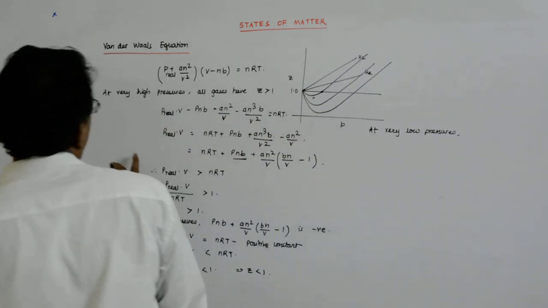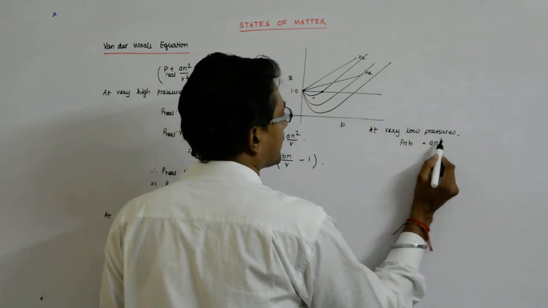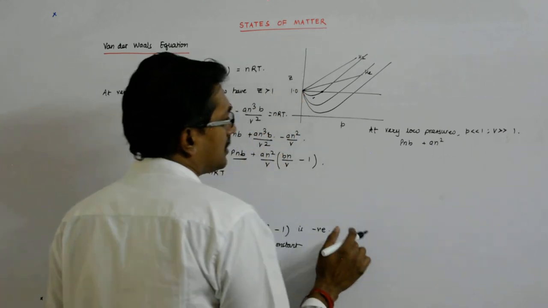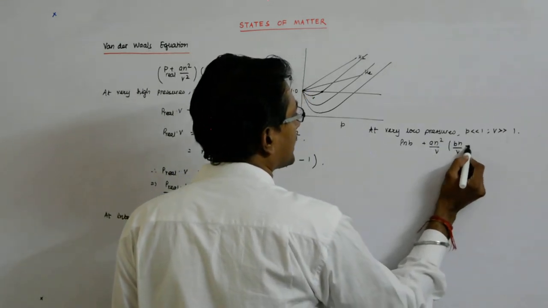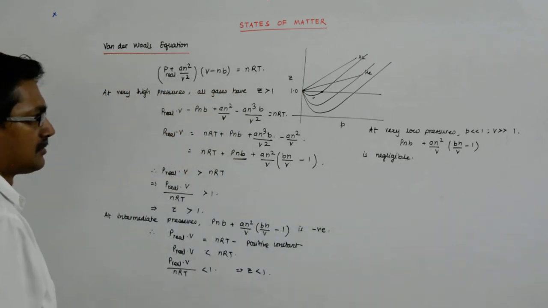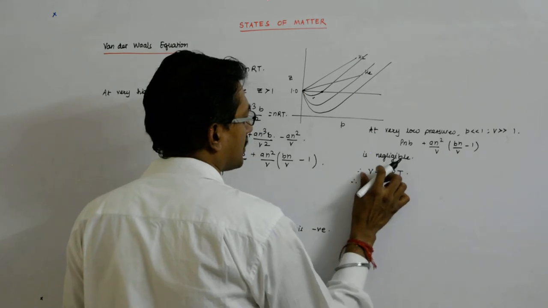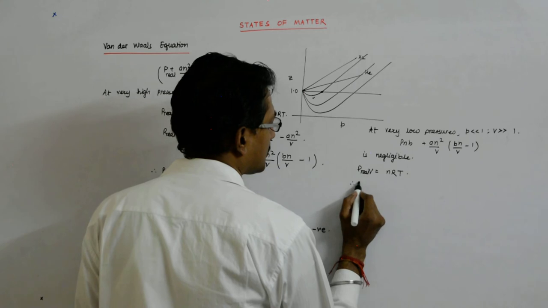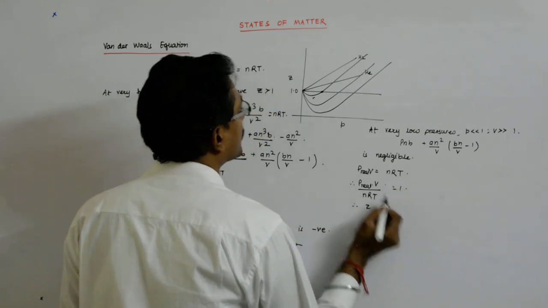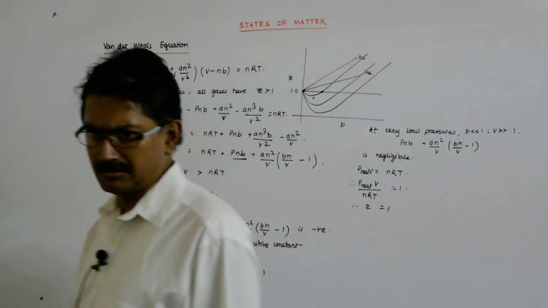This has great implications, the van der Waals equation. Now at very, very low pressures, P is very, very much less than 1, and V is very, very much greater than 1. So this an²/V into (bn/V - 1) is negligible. Therefore, PV is equal to nRT, the P real. Therefore, P real into V upon nRT is equal to 1. Therefore, Z is equal to 1. So this is the region where it again comes and hits the Z = 1 line. Okay?